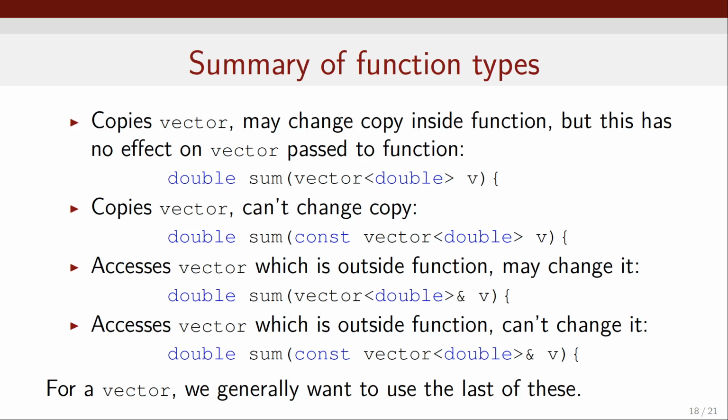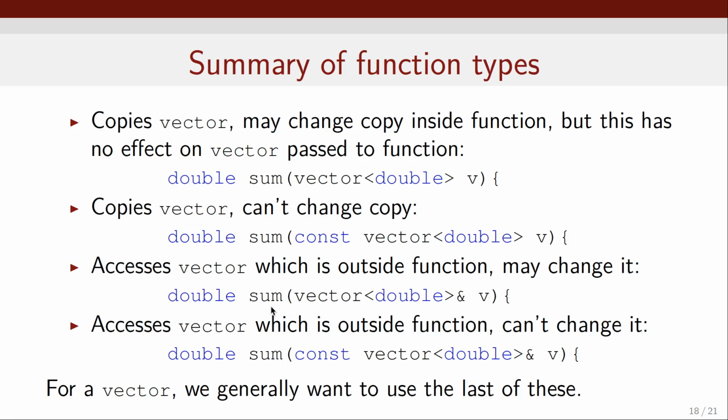Okay, so let's summarize the function types we have discussed. This function here, sum vector double v, copies the vector and may change the copy inside the function, but this has no effect on the vector that was passed to the function. On the other hand, this sum constant vector double v cannot change the copy that we passed to this function because the argument is a constant.